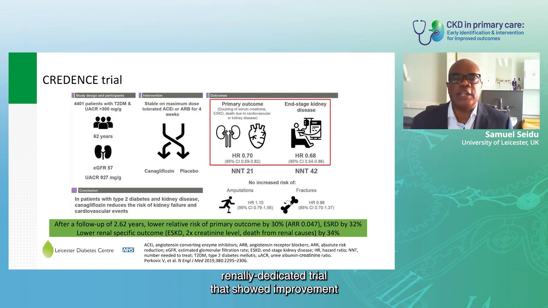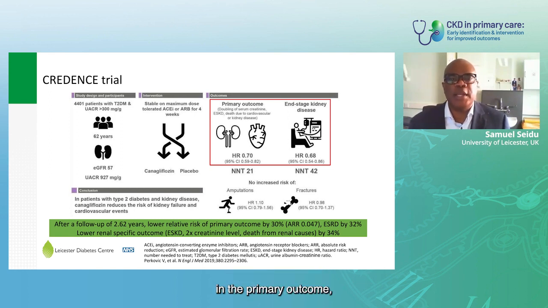That was the first renally dedicated trial that showed improvement in the primary outcome, which was very long awaited. We hadn't had any news like this since the ACE inhibitors and the ARBs about 20 years earlier.